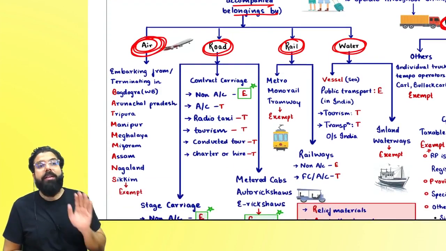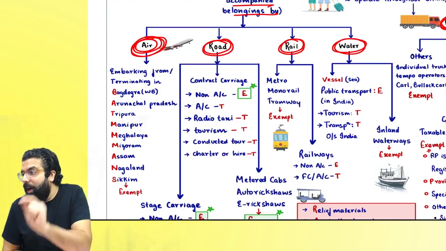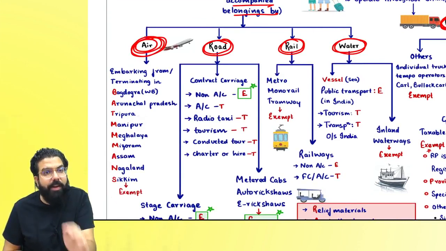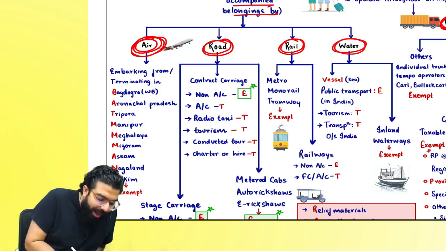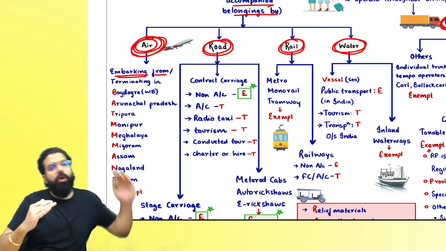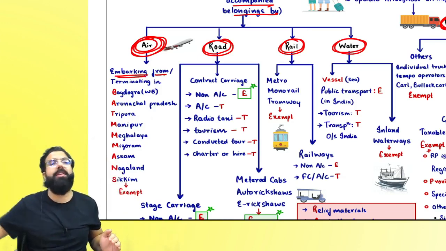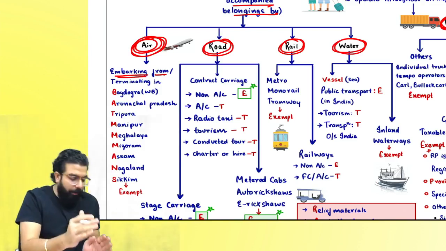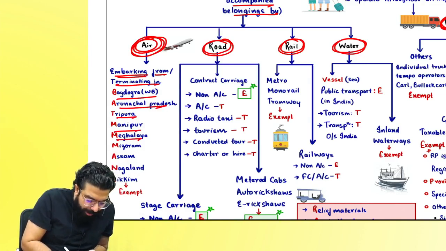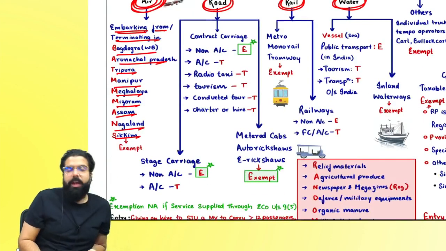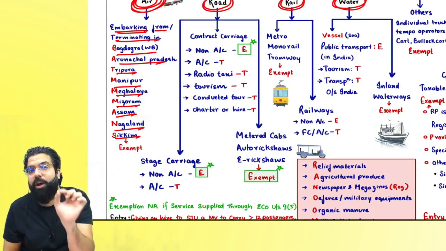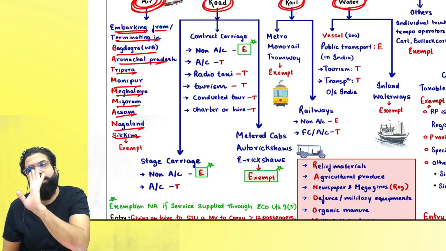you always have to remember that air transportation means supposedly Indigo Airlines, SpiceJet, they are doing transportation of passenger. Always remember one thing, if the flight is going to or coming from, means air transportation is happening from that place which is basically Bagdogra, Arunachal, Tripura, Manipur, Meghalaya, Mizoram, Assam, Nagaland and Sikkim. If you are going to all these places or you are coming from these places, GST will not be charged on the transportation service which is provided to you.